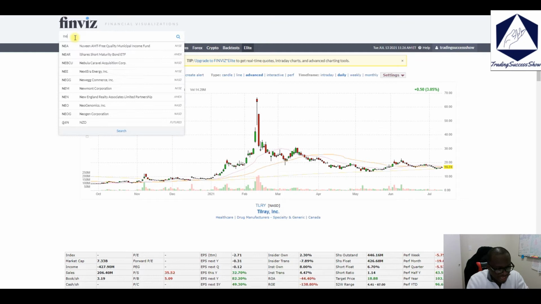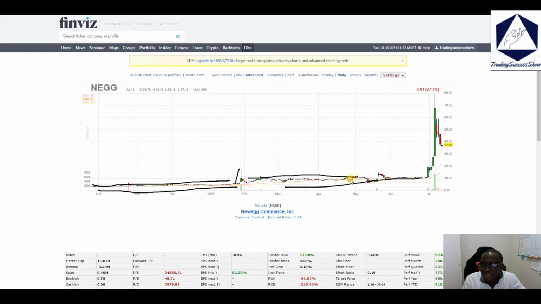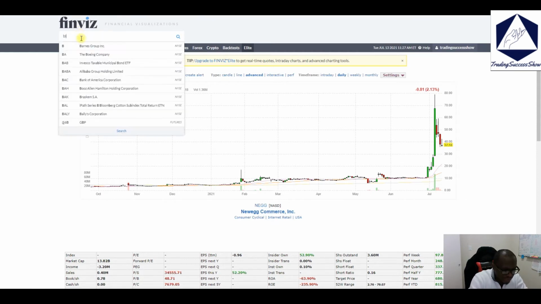Next one is going to be NEGG. Guys, look at the consolidation phase, right? We consolidated for quite a while, and guess what happened? We push, consolidated again, and then we push. It is very important that you look at this.